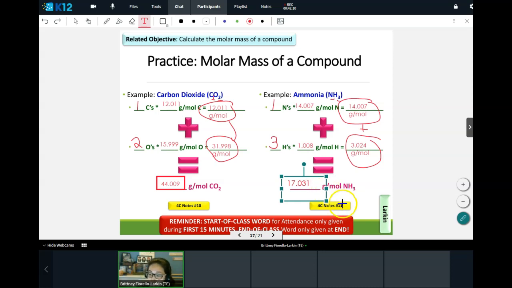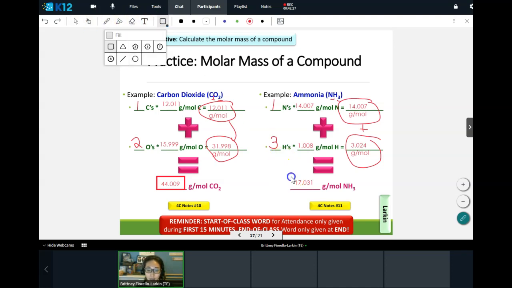Perfect. Yes, you should be getting 17.031 grams per mole. Again, that means that if we have a slice of apple's worth of ammonia, that means I have 1 mole of ammonia. That means that I have 6.02 times 10 to the 23rd molecules of ammonia. This is going to be our answer to number 11. Please raise your hand when you have this saved. You have 20 seconds, and then we will do our attendance.